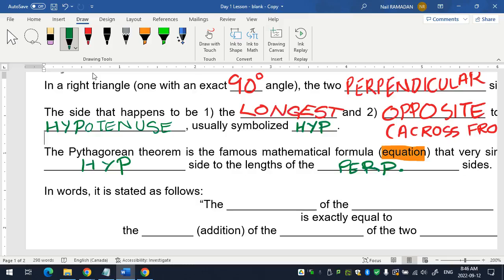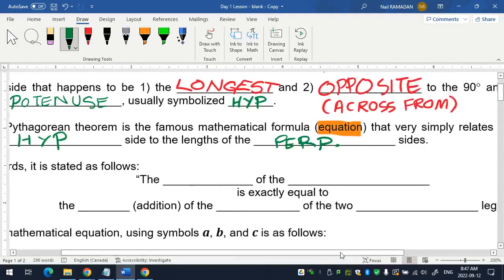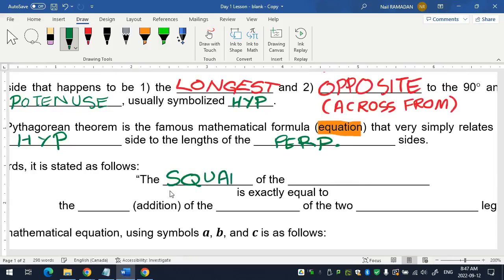Okay. So in words, what does the theorem state? I always like to provide it in words, and then we start with the math. Never like to start with the math right away. Okay. All right, everyone. Here is the statement of the theorem. The square of the what? Of the hypotenuse. So let's, for one last time, write it in full. Hypotenuse. The square of the hypotenuse is exactly equal to the.